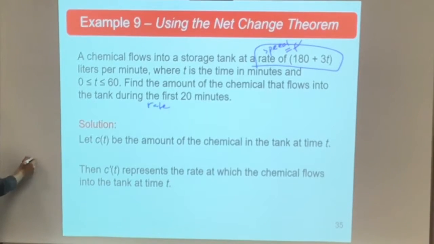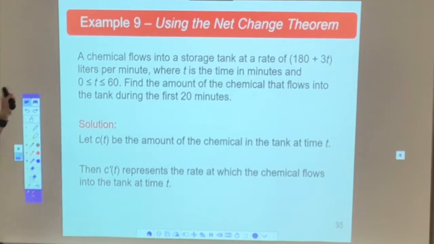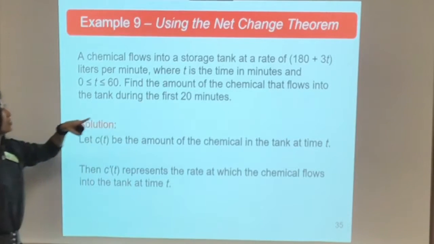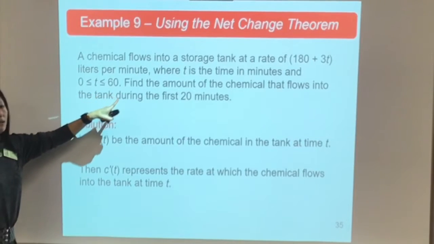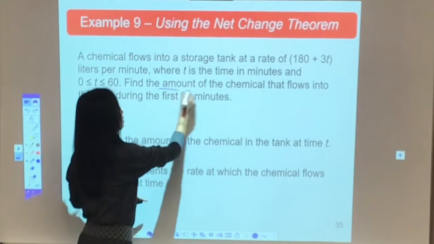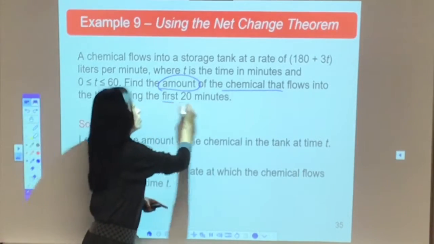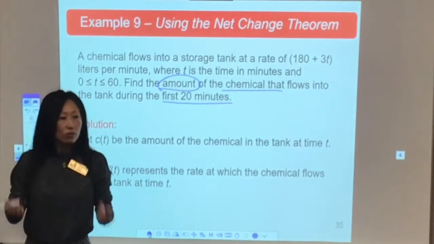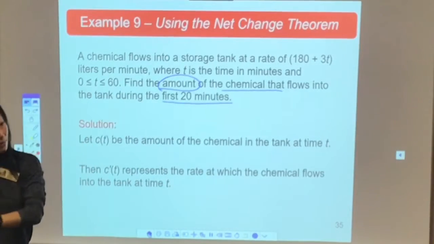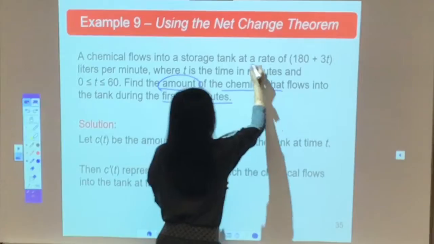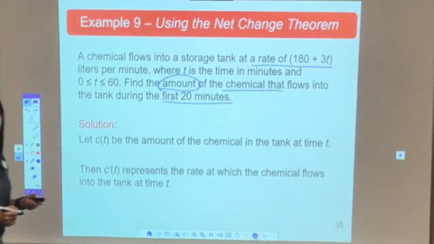So this is your real problem. Look at the problem again. It says a chemical flows into a storage tank at a rate of 180 plus 3t liters per minute, where t is the time in minutes, 0 to 60. Find the amount of the chemical that flows into the tank during the first 20 minutes. So this is a real problem. They want to know how much chemical can flow into your storage in the first 20 minutes when you have this kind of speed. Are you with me, class?